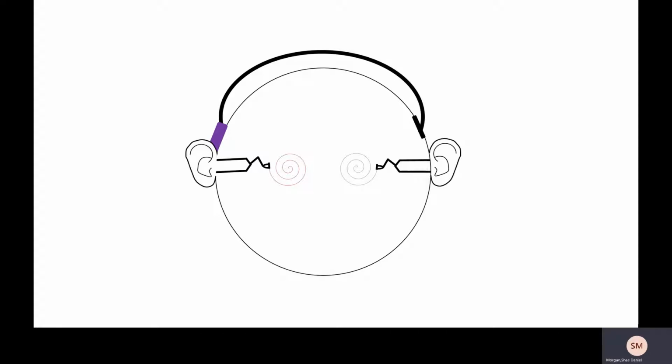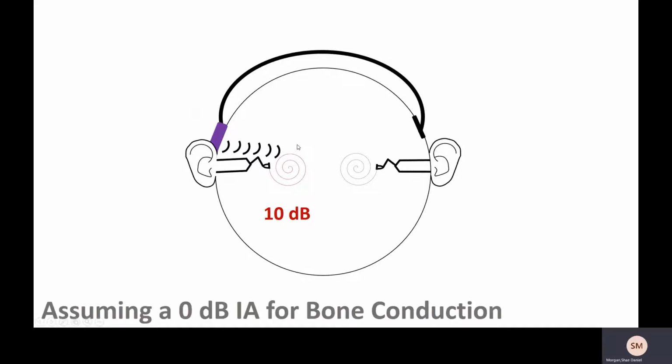So let's take a look at this example here where we've got our little person and we're doing some bone conduction testing. We've got this bone conducting vibrator on the right mastoid, and we're going to present a sound to that right cochlea through bone conduction at 10 dBHL. With bone conduction, we assume that there's a 0 dB interaural attenuation for bone conduction signals, and so we would guess that that sound is also reaching the left cochlea at about a level of 10 dB HL.